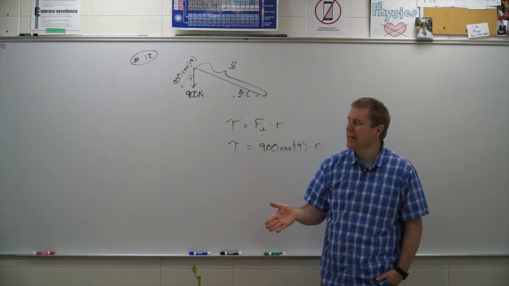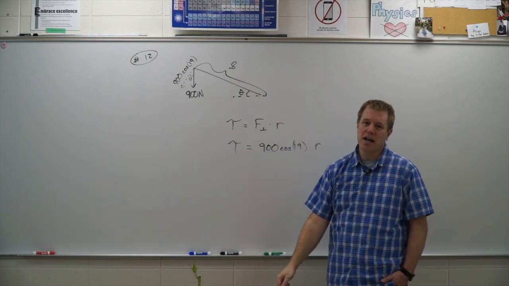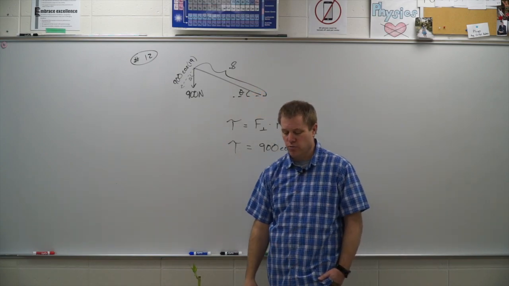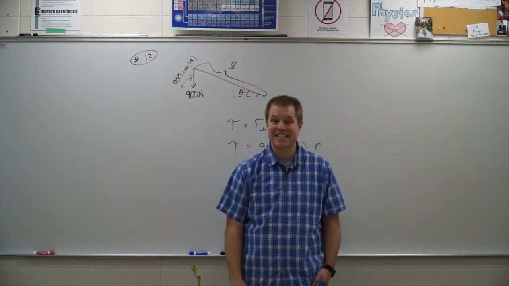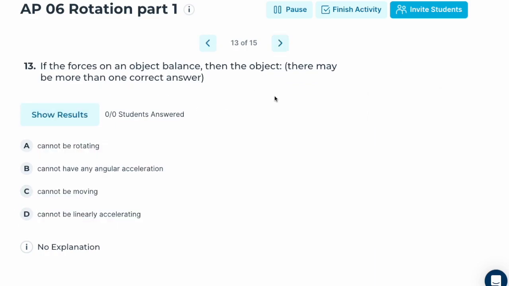They only asked for the magnitude, but this is rotating in the counterclockwise or positive torque direction. So the correct answer there is C. Correct answer, 900 cosine of 19 times that distance, 0.8. C is the correct answer there.